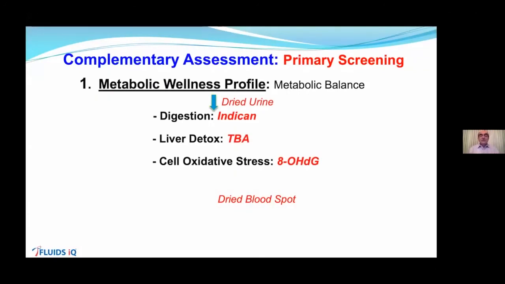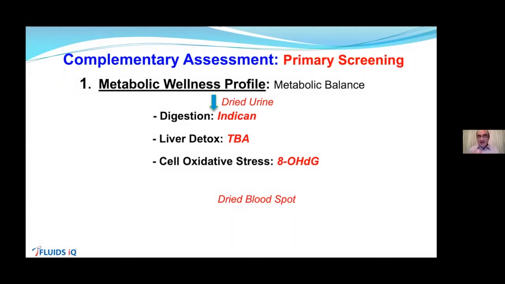profiles. So if you're looking at a complementary assessment, a primary screening, and let me reiterate, these are screening tests. These are not diagnostic tests. None of these are, but they're extremely important. Next month, we're going to be discussing this first one, which is called the Metabolic Wellness Profile, and it is a dried urine test, and it tests for digestion, for liver detoxification, and cell oxidative stress.